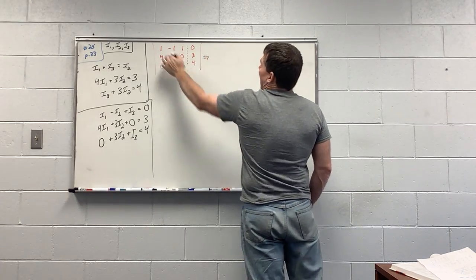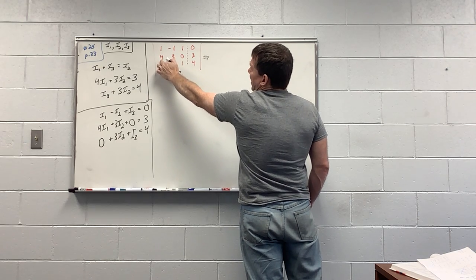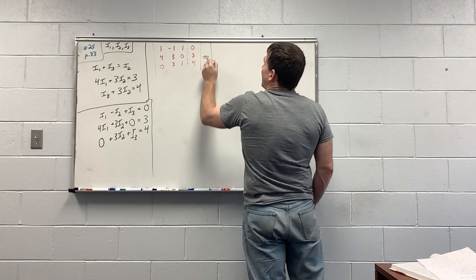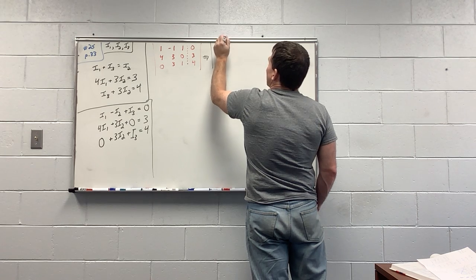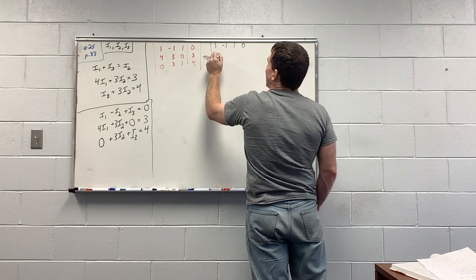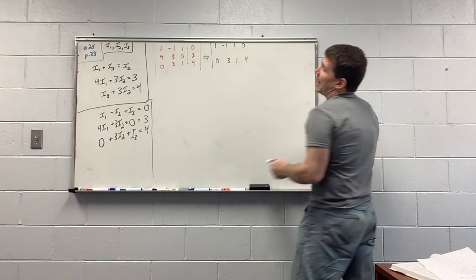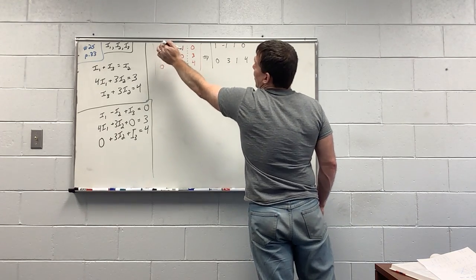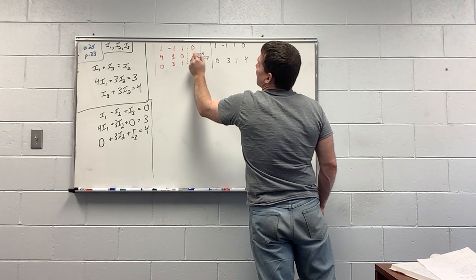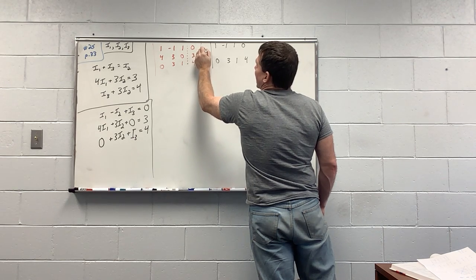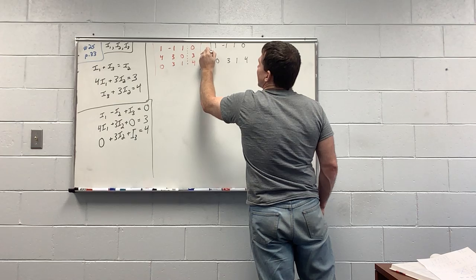So I already have a 1 in the top left, so I need to get rid of the 4 here. So top row and bottom row are going to stay the same: 1, negative 1, 1, 0, 0, 3, 1, 4. Now I'm going to multiply the top row by negative 4. So negative 4 times row 1, and then add it to row 2.